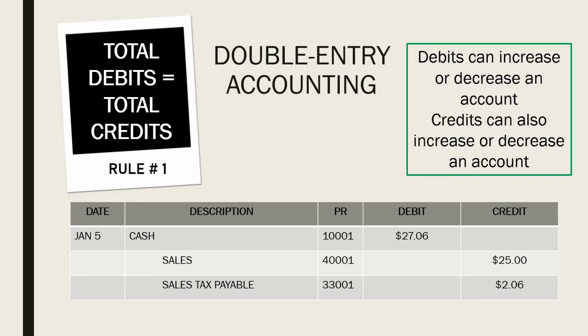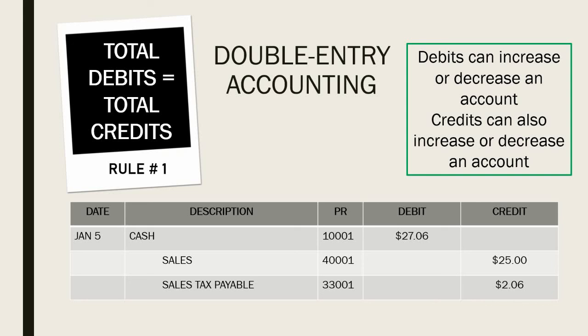Okay, so for example, right, if we sold something for cash, right, we received $27.06. But what does that consist of? It consists of sales. So I actually sold a product, but I also had to charge tax. Tax is not money that's mine. Tax is money that I owe to the state and local agency. So in this case, my tax is going to be calculated separately because this is not my money. This is money that I owe. So in this case, adding these two numbers together gives you a total of $27.06. So again, your total debits must equal your total credits.